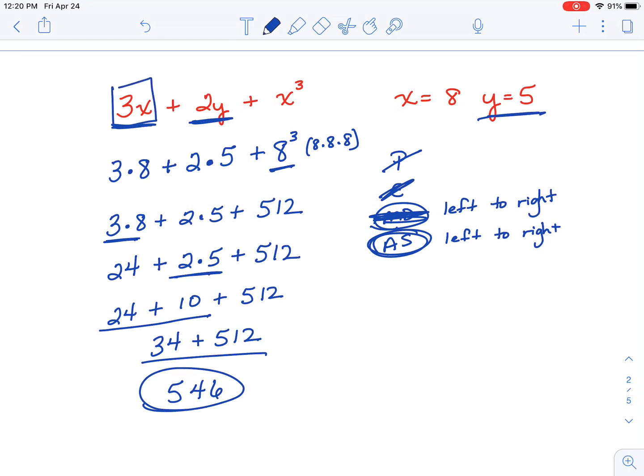Big thing here is to remember that side by side means to multiply.